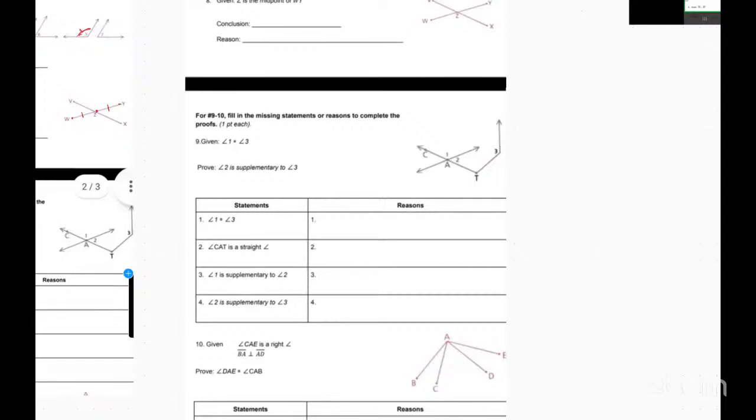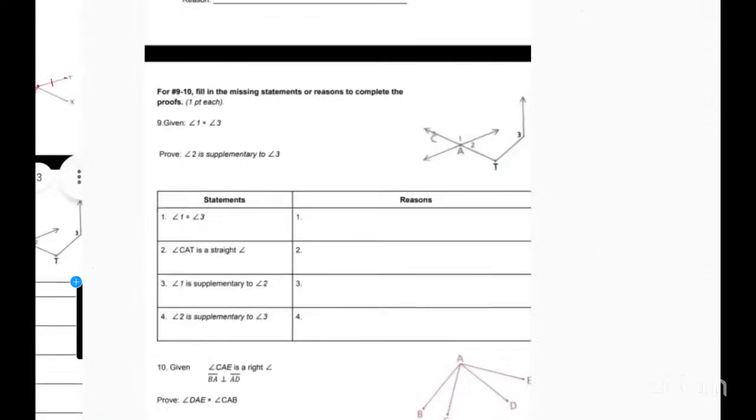So 1, let's draw it in. 1 is congruent to 3. So I drew those in. Prove that 2 is supplementary to 3. Okay. So let's think through why 2 would be supplementary to 3. Here's 2 right there. And we want to prove that it's supplementary to angle 3. Well, what can we see right away? What is 2 supplementary to? You can see it's supplementary to 1. Yeah, because they're on a straight line, right?